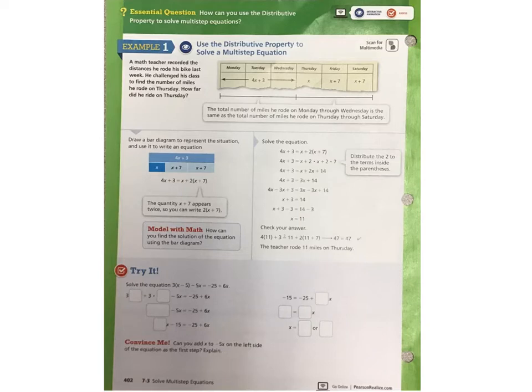Example 1. Use the distributive property to solve a multi-step equation. A math teacher recorded the distances he rode his bike last week. He challenged his class to find the number of miles he rode on Thursday. How far did he ride on Thursday? Take a look at the calendar that you see here, okay? And Thursday is represented by the variable x. The total number of miles he rode on Monday through Wednesday is the same as the total number of miles he rode on Thursday through Saturday. So we see that statement right here.